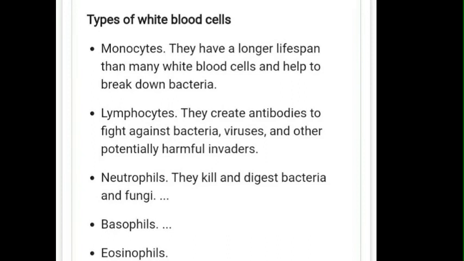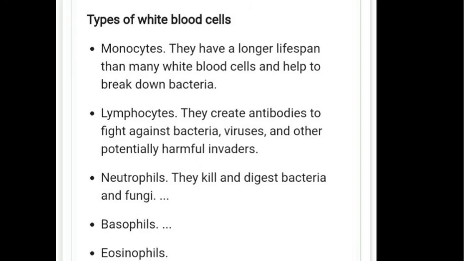The monocytes have a longer lifespan than many white blood cells and help to break down bacteria, and lymphocytes create antibodies to fight against bacteria, viruses and other potentially harmful invaders. Neutrophils kill and digest bacteria and fungi. Eosinophils and basophils are found in allergic conditions, and basophils are found in cancer also, blood cancer also.